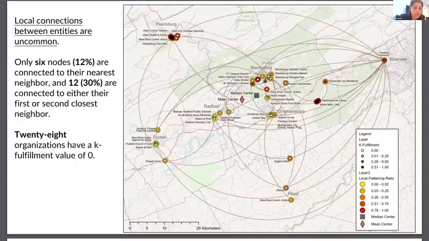And 28 organizations had a K fulfillment value of 0, which means that none of their nearest neighbors were ones they were connected to. What that tells us about this network is that being close by is not necessarily correlated with wanting to have a relationship. In fact, a lot of the relationships are from town to town instead of within the towns.